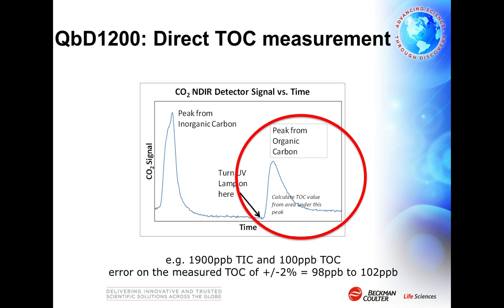The plus or minus 2% tolerance on the QBD single sensor means that when it does a measurement, it's actually using the same sensor to make both measurements. So potentially, if you've got, for instance, 100 parts per billion of TOC in your sample, then you'll get a plus or minus 4 ppb maximum error on that sample measurement.